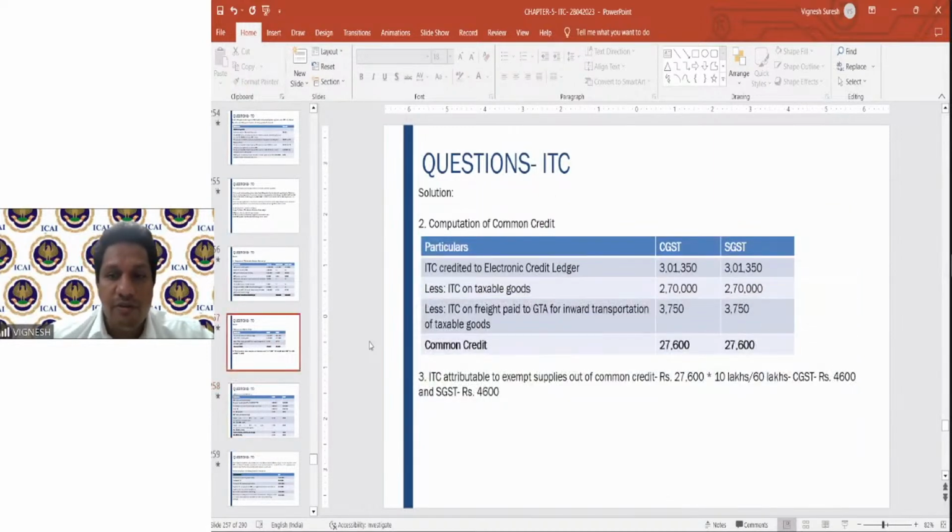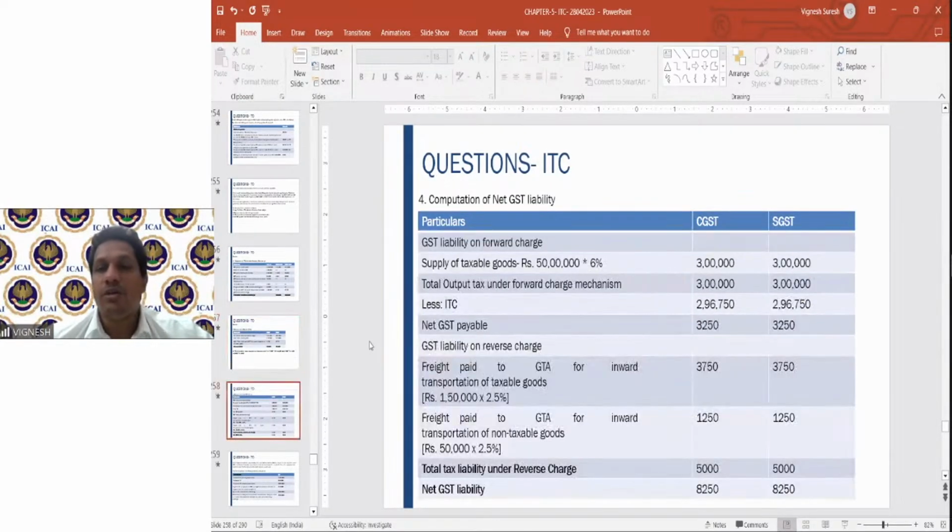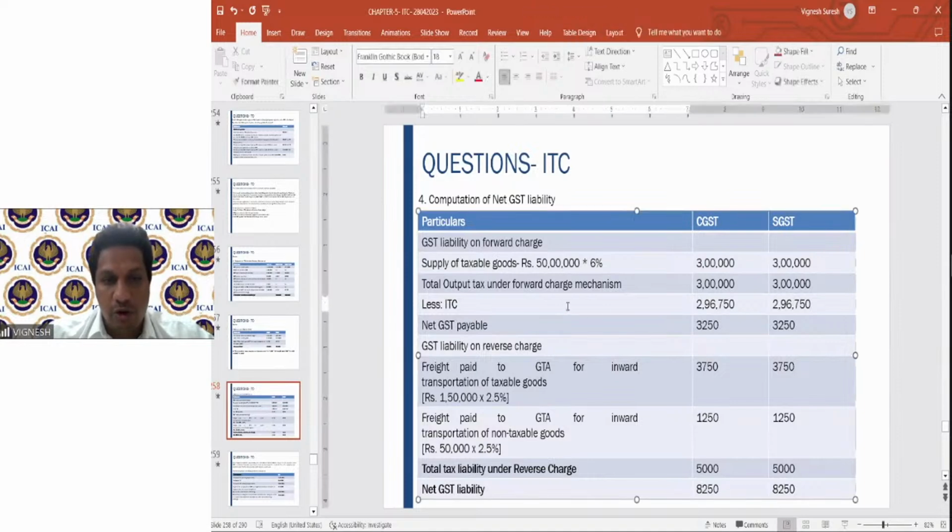What is ITC? We worked out now only. The ITC which you can claim: from 3,01,350, you have to reduce the credit attributable to the exempt supply. So therefore, what you have to do in this case is take 3,01,350 and reduce 4,600, which is 296,750. So how did you get this?